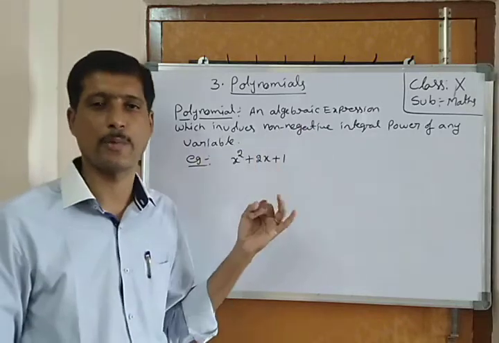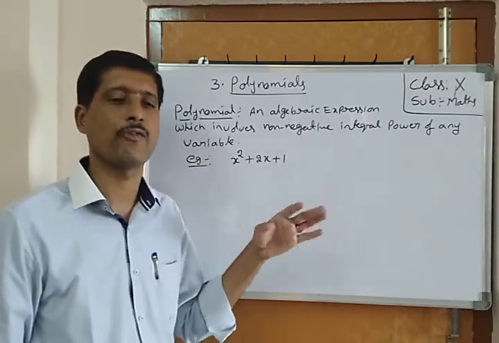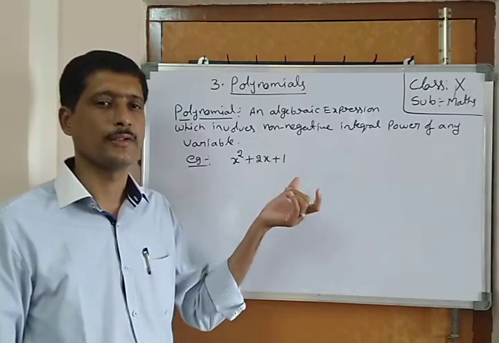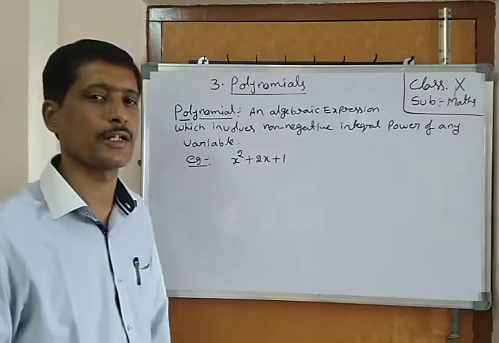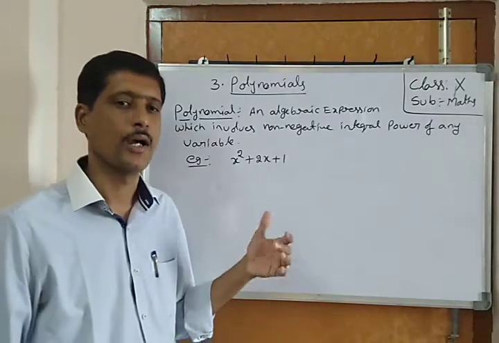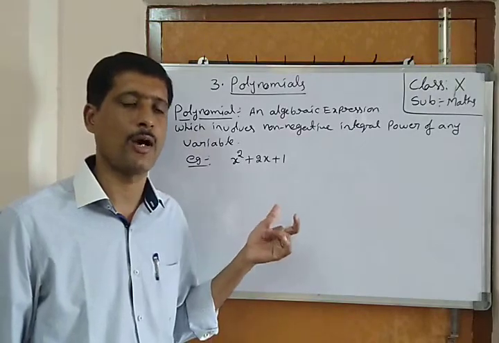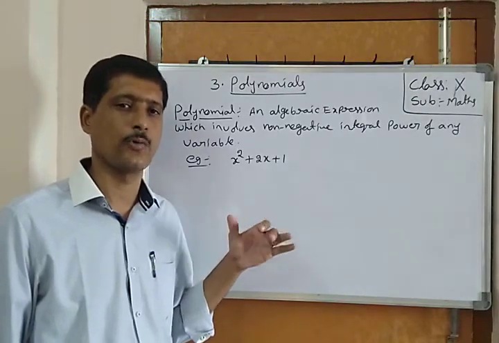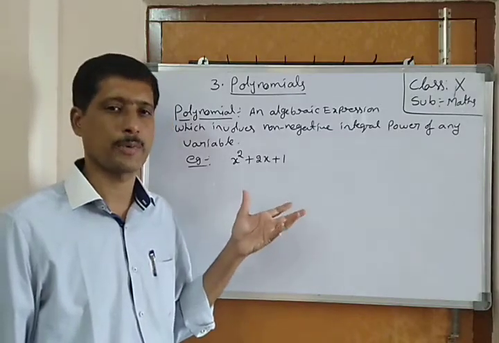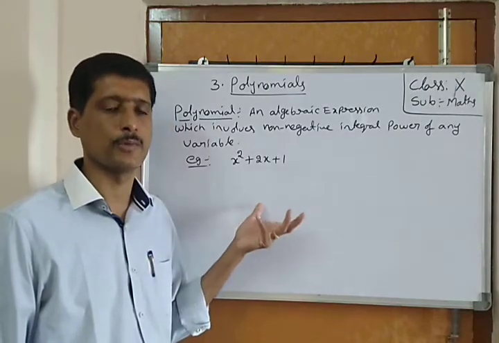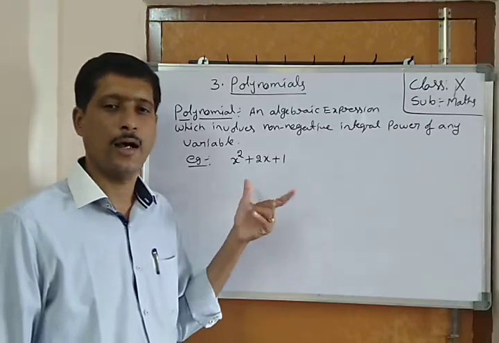What is a variable, what is a constant? A variable means its value always changes. Generally we use the English alphabet x, y, z as variables. A constant is a fixed value with no change, such as 1, 2, 3, and so on. Next, what is a term? A term is a combination of variable and constant, or only a variable, or only a constant. An algebraic expression is a combination of terms: one term, two terms, or more than two terms. That is called an algebraic expression.